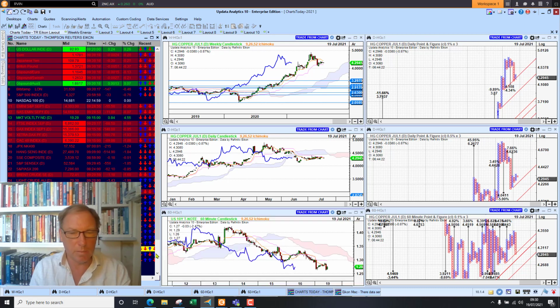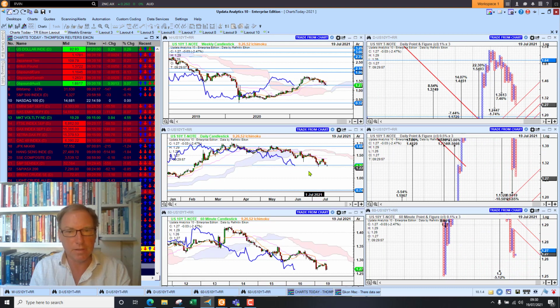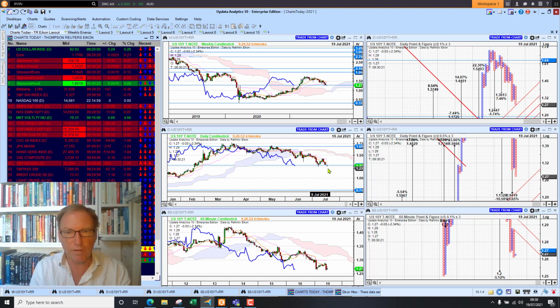If we look at bond yields, this is the really interesting one at the moment. Just nudging this previous low that we saw at 125. That's the level we need to hold on the bond yield.